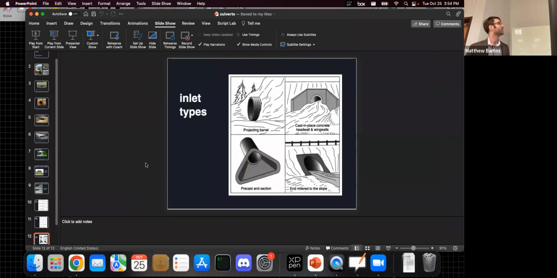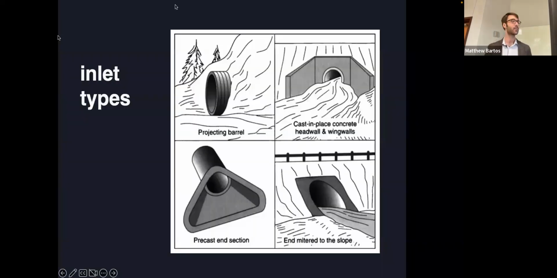So there's a couple different types of inlets. Up on the top left, that's a relatively familiar culvert that you may have seen before. This would be just a general projecting barrel type culvert. Often this is the case for corrugated aluminum culverts, circular type culverts. Another common one is the upper right one, the cast in place concrete head wall and wing walls. This is the common design you might see, and there's actually a reason why it's designed this way.